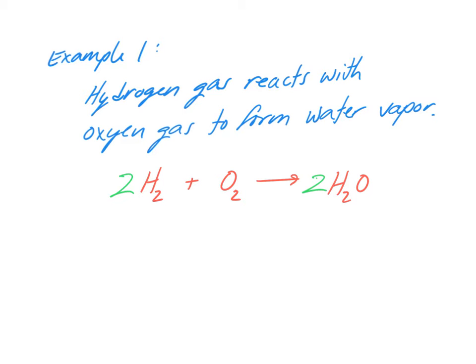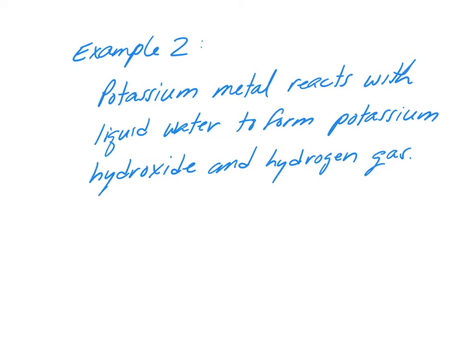Let's try another example. All right, so here's our next example. We've got potassium metal reacting with liquid water to form potassium hydroxide and hydrogen gas. All right, I'm going to write out our chemical equation. At least we'll start with the skeleton equation.